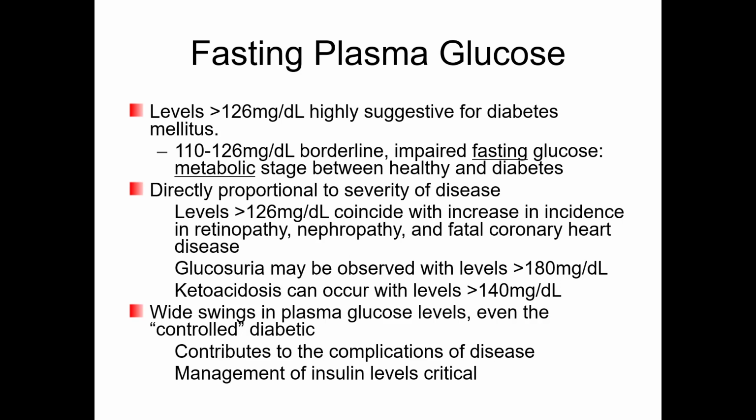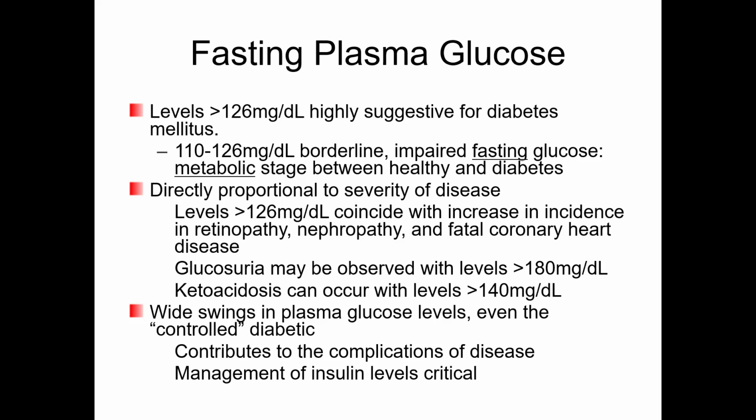So fasting plasma glucose levels of greater than 126 mg per deciliter is highly suggestive for diabetes mellitus. 110 to 126 is borderline, directly proportional to the severity of the disease. So levels greater than 126 coincide with an increased incidence in retinopathy, nephropathy, and fatal coronary heart disease.